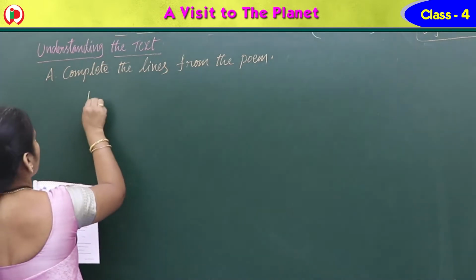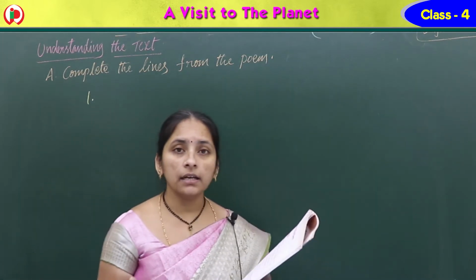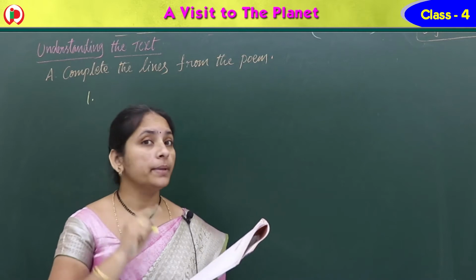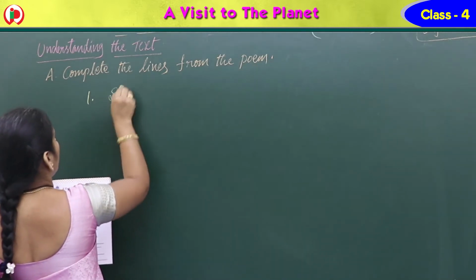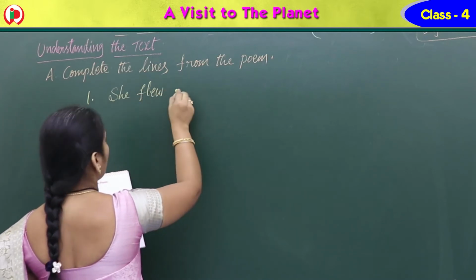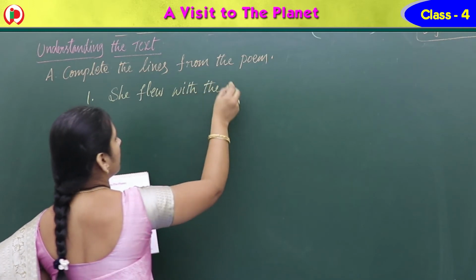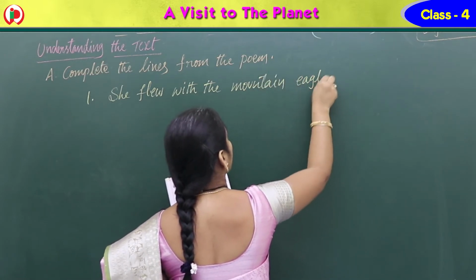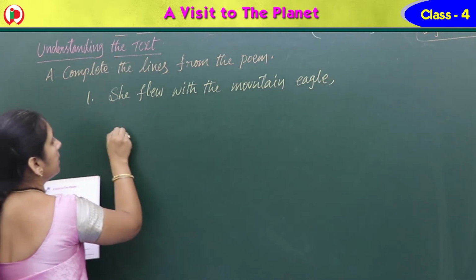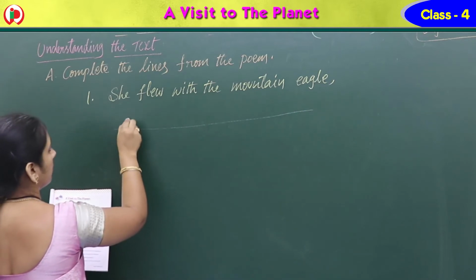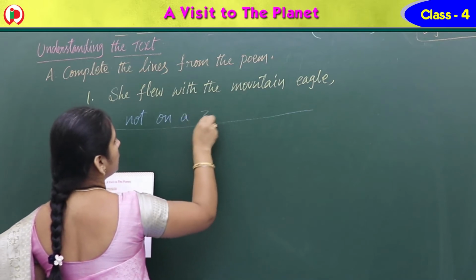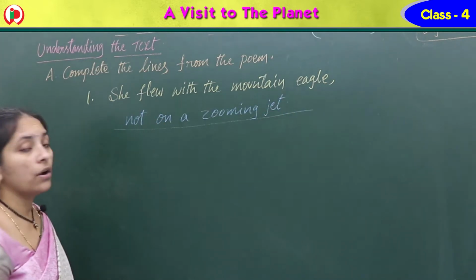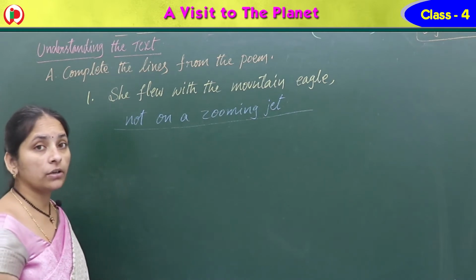Now see the first one. She flew with the mountain eagle, dash, but not on a zooming jet, right? So write the sentence first, all of you. She flew with the mountain eagle. What is the answer? Not on a zooming jet. She flew with the mountain eagle, not on a zooming jet. So on the eagle she went, but not on a zooming jet.